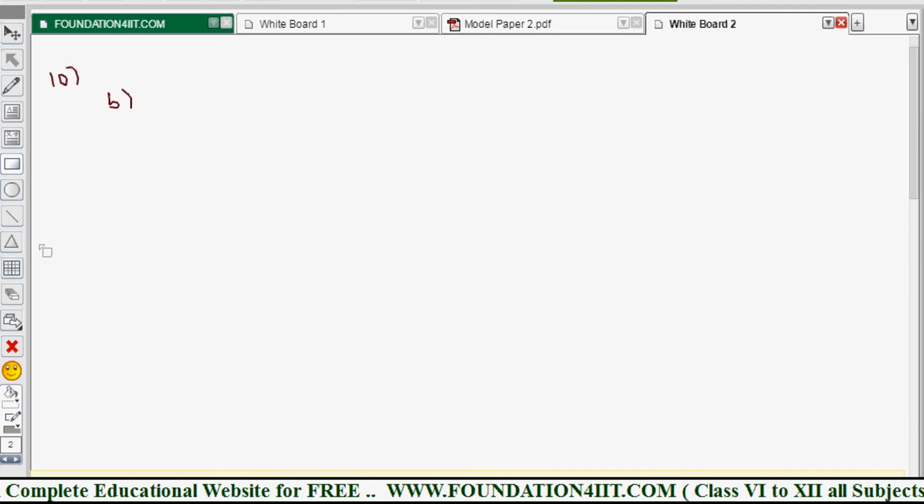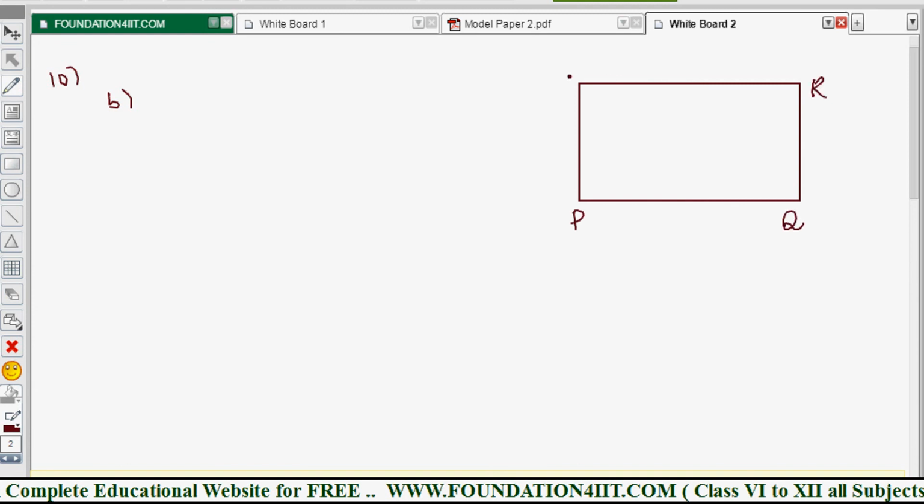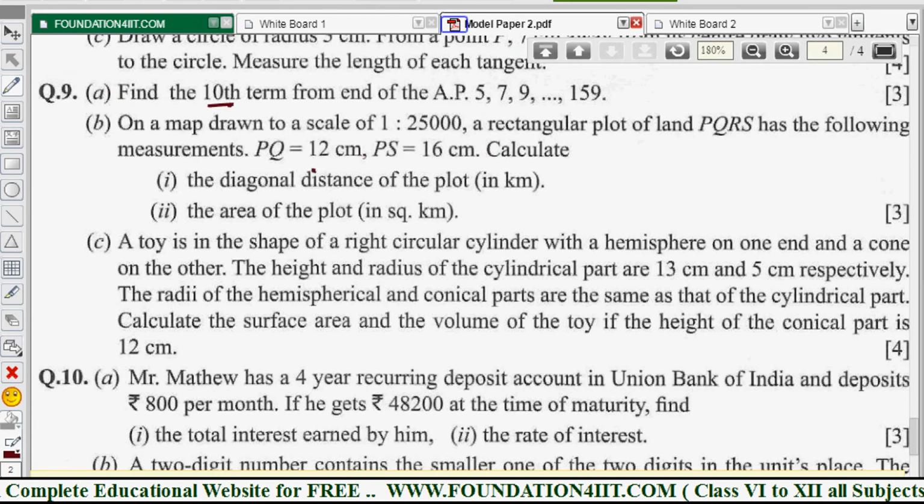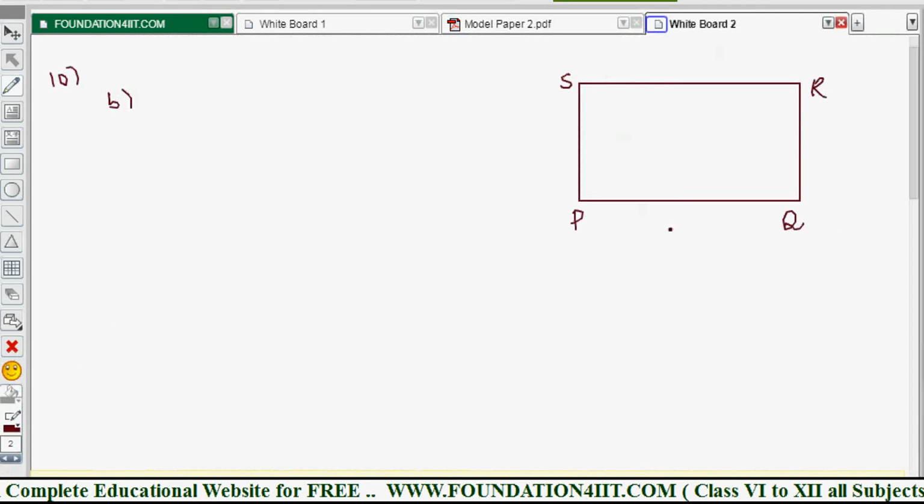Let's take the rectangle, length into breadth, and diagonal. So it's PQRS, and PQ is 12 centimeters and P to S is 16 centimeters. So you can use this: this is 12 centimeters and P to S is 16 centimeters.